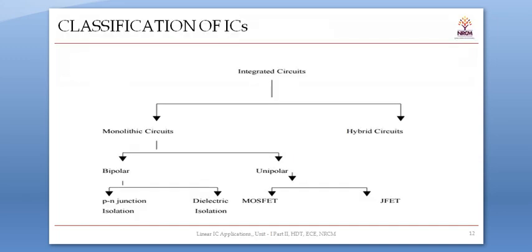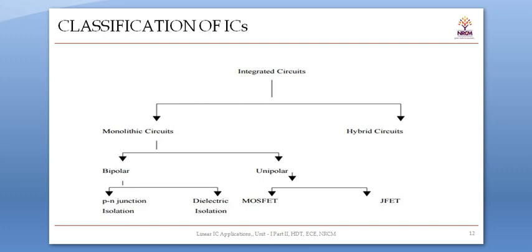ICs are classified broadly into two types, that is digital ICs and linear ICs. For the digital IC, the input is a digital input and the output is a digital output. In similar fashion, for the linear IC, the input is an analog signal and the output is also an analog signal. So you are giving the analog signal as an input to the linear IC and the analog output will be available.